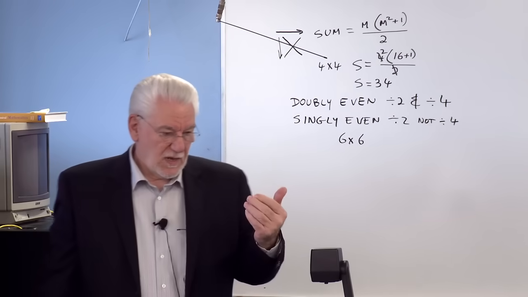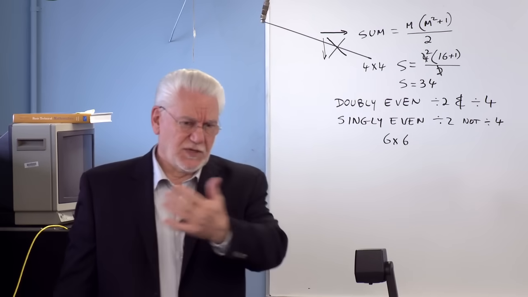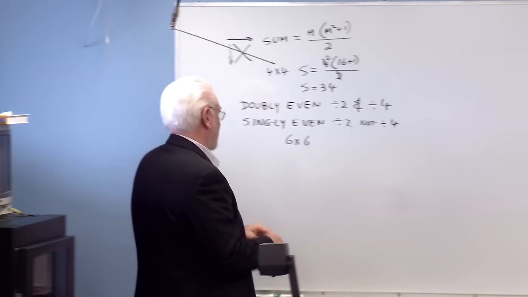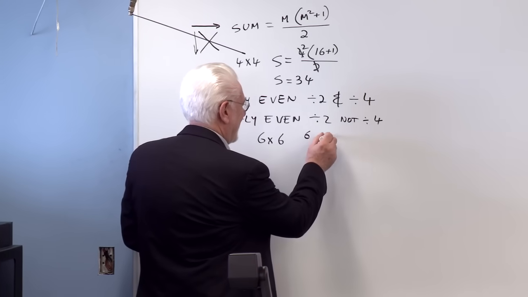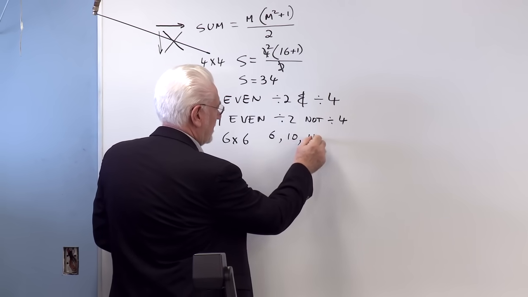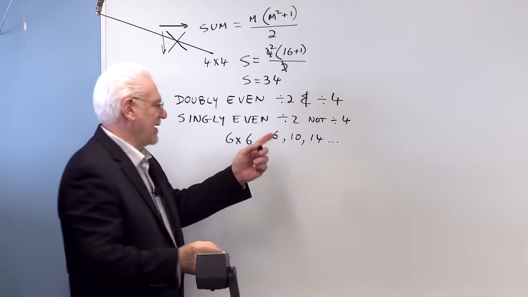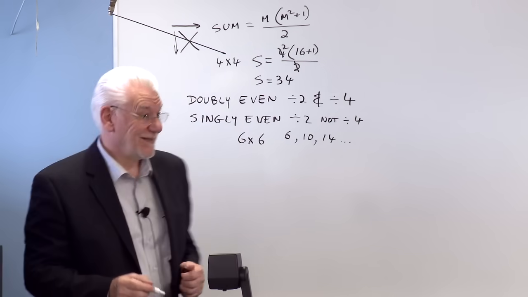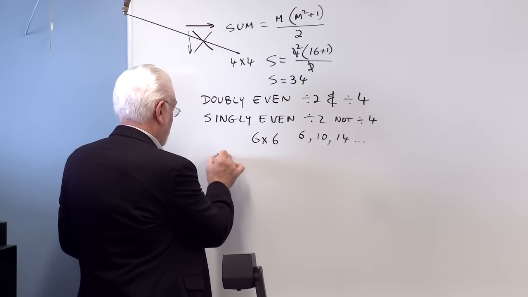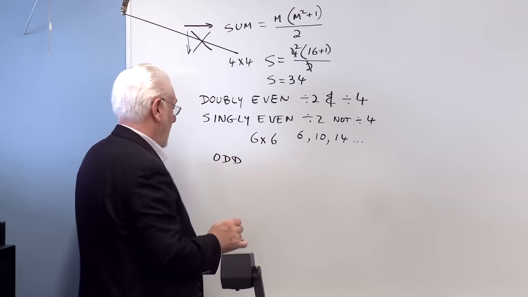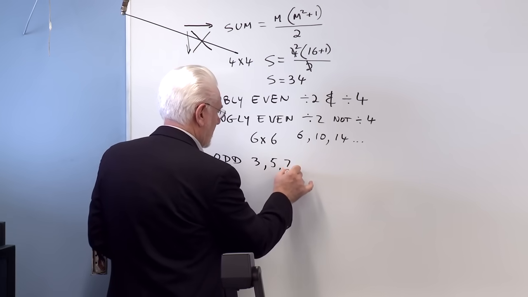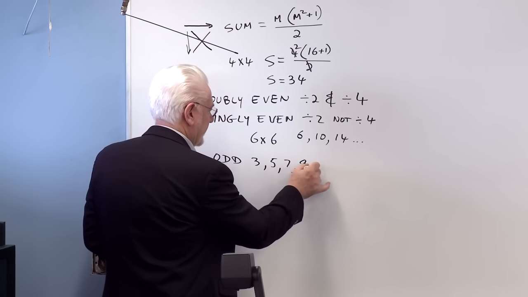Okay? So 4, 8, 12, 16, those are all doubly even. But 6, 10, 14, etc., are not divisible by 4. So those are singly even. Okay. And then there's the odd magic squares. The odd, like 3, 5, 7, 9, etc.